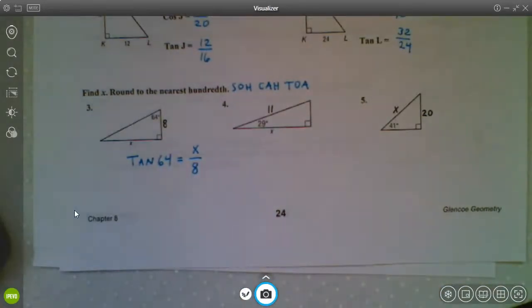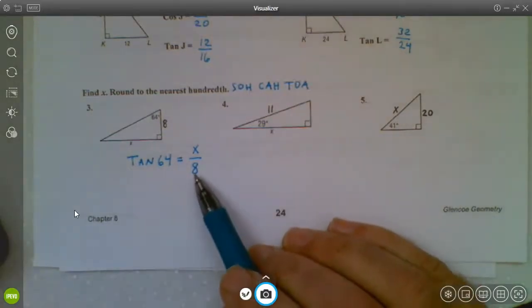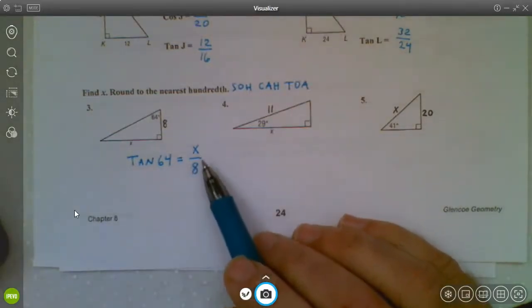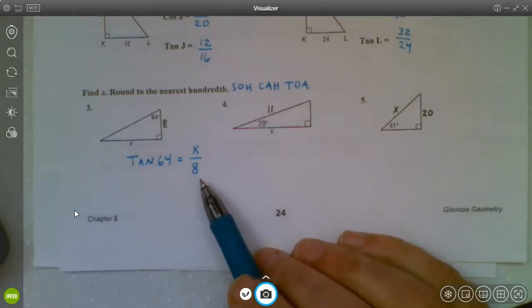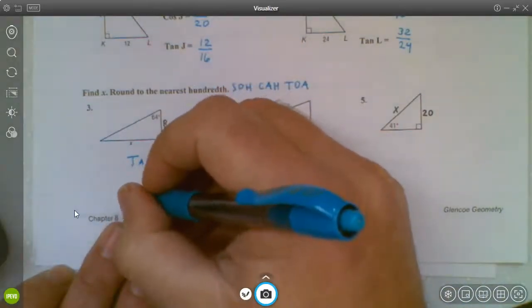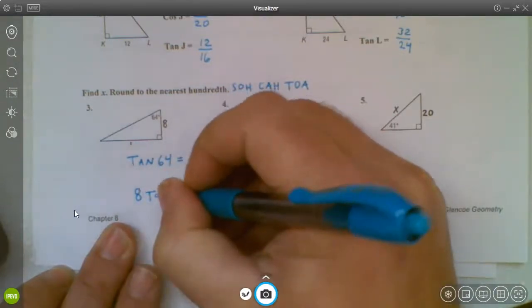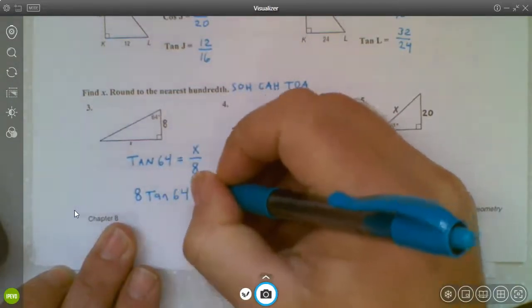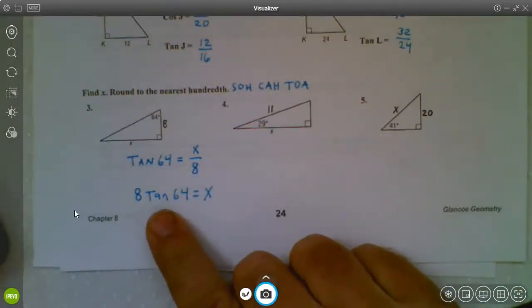I just need to get x by itself, right? So in this problem, how would we get x by itself? Well, right now it's x divided by 8, so the opposite of that would be to multiply both sides by 8. So I'm going to multiply 8 over to this side, because that would get x by itself. Once you get x by itself, just put that in your calculator.